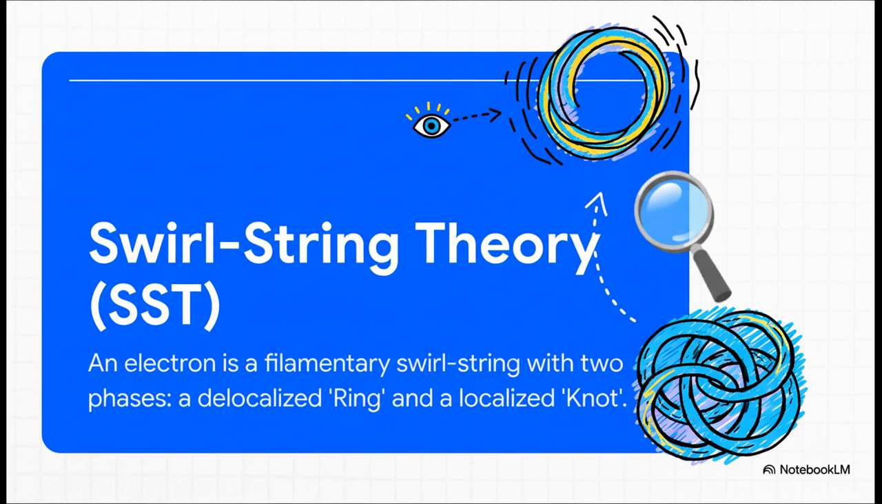SST says an electron isn't a dimensionless dot. It's not a tiny marble. Instead, picture it as a tiny little string of swirling energy. And the crucial insight, the real game changer here, is that this string isn't static. It can exist in two completely different shapes, or phases, and that's what explains its bizarre dual nature.